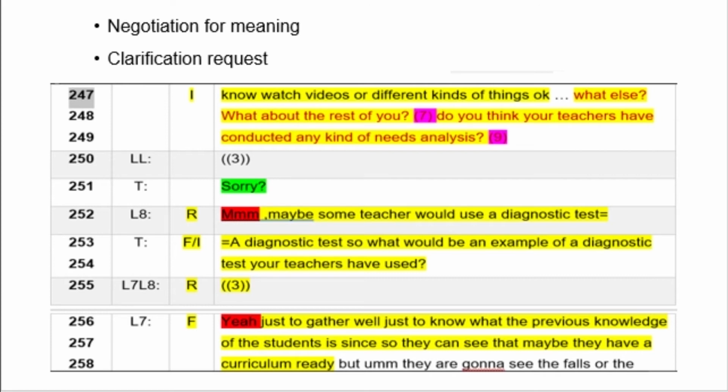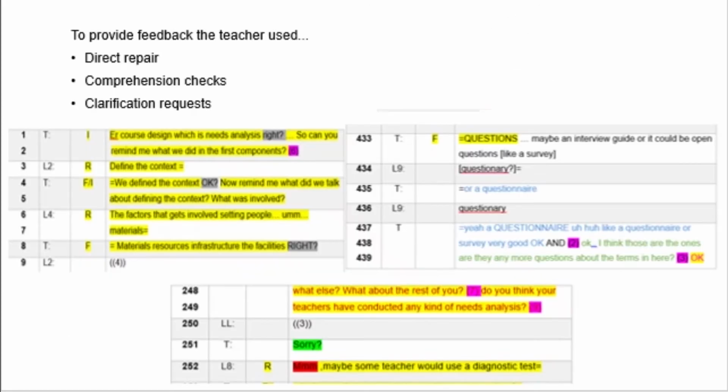To provide the feedback, the teacher mostly used direct repair, comprehension checks, and clarification requests. In the gray highlights, the teacher uses comprehension checks to ensure that the students are understanding what she was saying. She uses words like "right" and "okay."